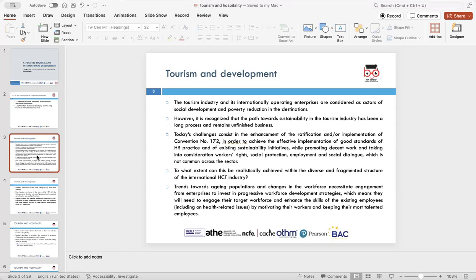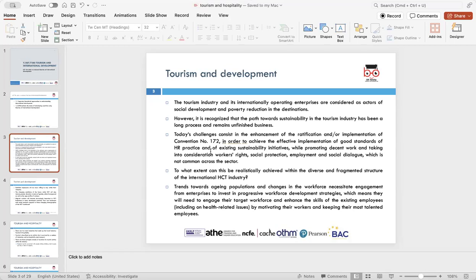So the tourism industry is a significant player in promoting social development and alleviating poverty in various destinations. Although it contributes to community improvement, sustainability within the industry remains a work in progress. Achieving sustainable practices is essential, especially through better adherence to Convention number 172, which emphasizes good human resource standards, decent work conditions, and respect for workforce rights, social protection, and social dialogue.